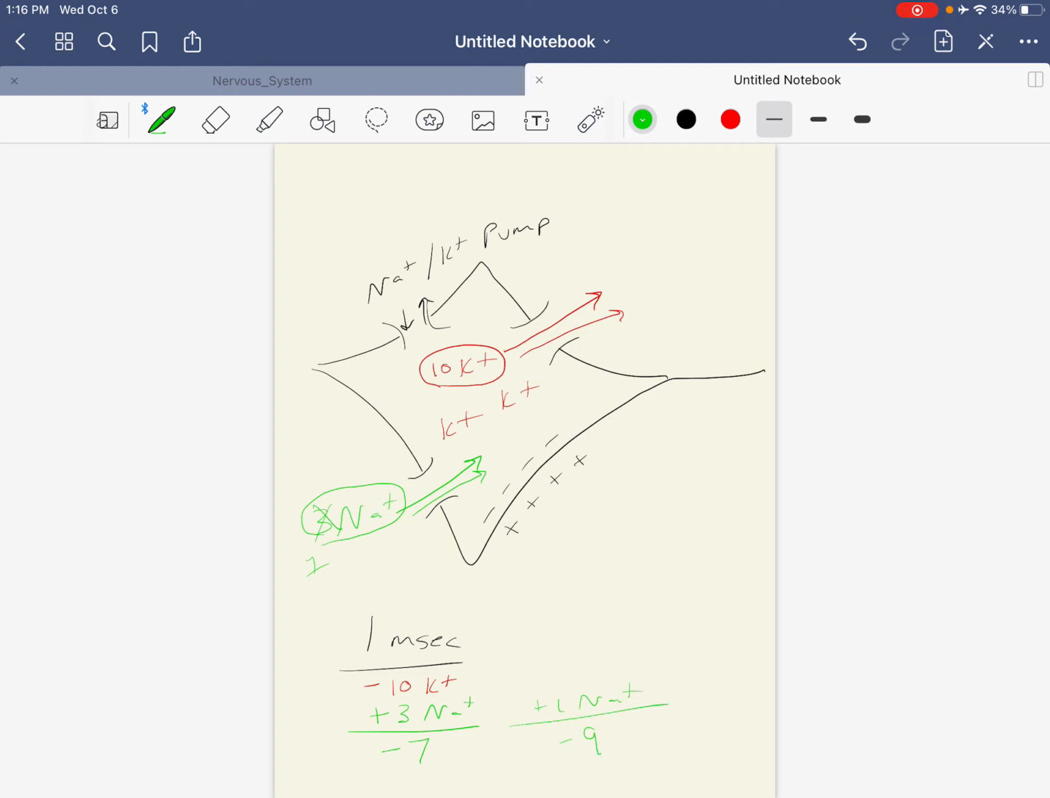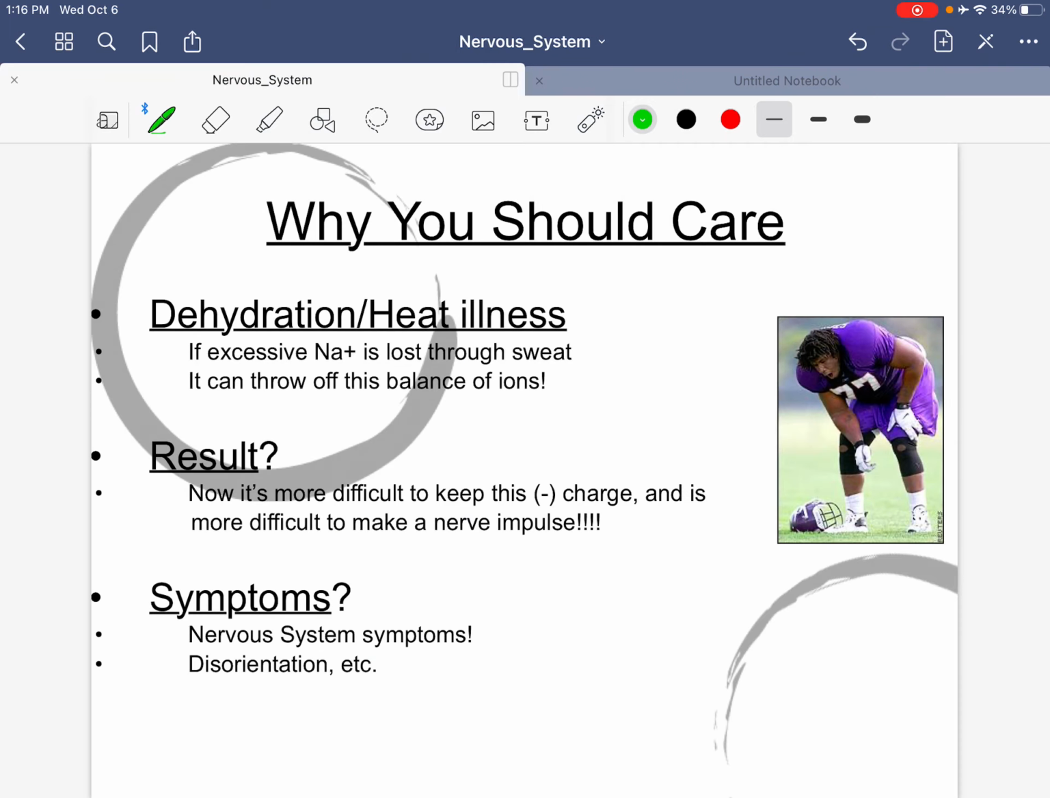And if I can only bring in 1, what happens to the resting charge? It actually gets greater. So when we have dehydration and we alter the amount and flow of these ions, you are messing up the resting membrane potential. And guess what? If I'm messing up the resting membrane potential, and I'm throwing off the balance of ions, I'm also going to maybe affect the nerve cell's ability to make a nerve impulse.